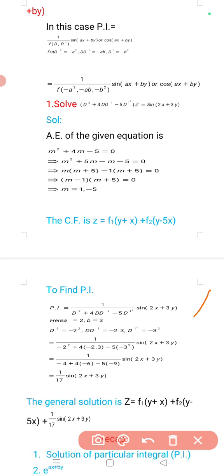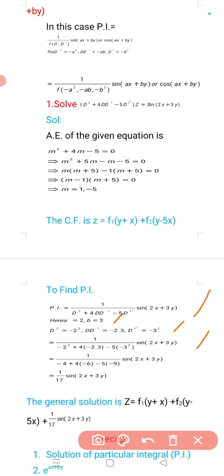And next, here in a place, 2 is there, that is the coefficient of x. In b place, 3 is there, which is the coefficient of y. After writing these terms, in place of d square, you have to write minus a square, means minus 2 square. In place of d dash, minus ab, that is minus 2 into 3. In place of d dash square, minus b square. What is b right now here? Minus 3 square. So substitute all the values in the above equation.